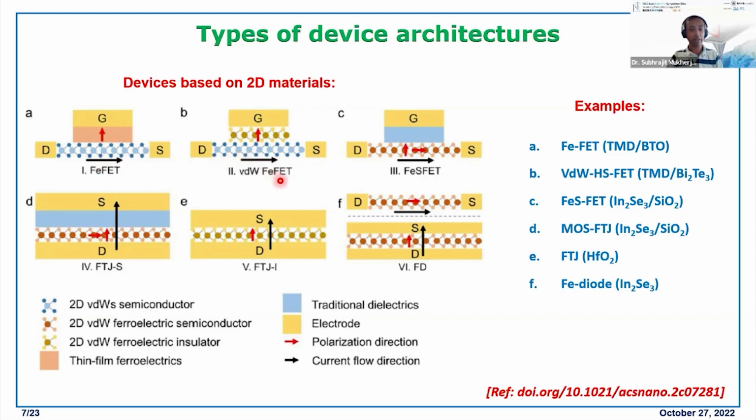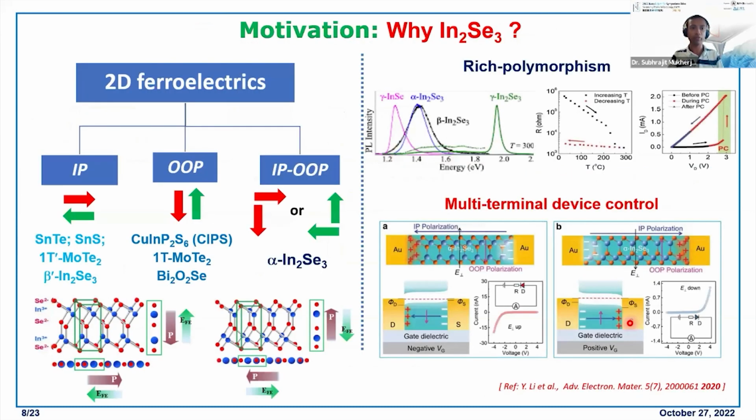Another is the van der Waals FET, where you have a semiconducting layer coupled with a ferroelectric layer. So the ferroelectric dipole controls the conductivity of the channel material, and you have an FTJ and a ferroelectric diode also. So let's move on to 2D ferroelectrics.